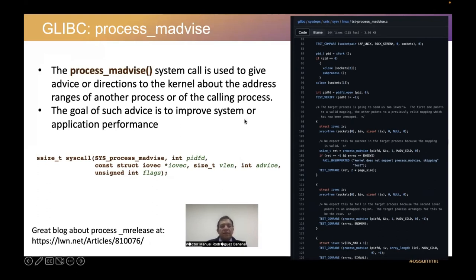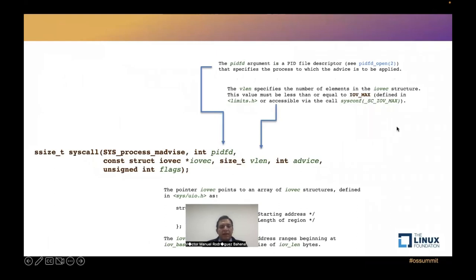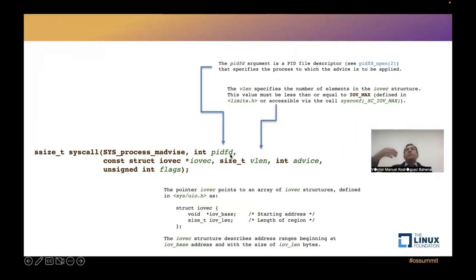Now, let's see the taxonomy of how you provide advice. The first thing is the process ID of the process to which you're going to give the advice. The second is the pointer iovec, which points to an array of iovec structs defined in this file. You can specify the starting address and the length of the region. The iovec struct describes an address range beginning at the base and with the length you want to provide. After that, we can specify vlen, which specifies the number of elements in the iovec struct. This value must be less than or equal to IOV_MAX.